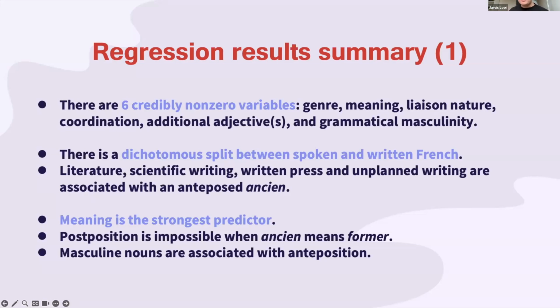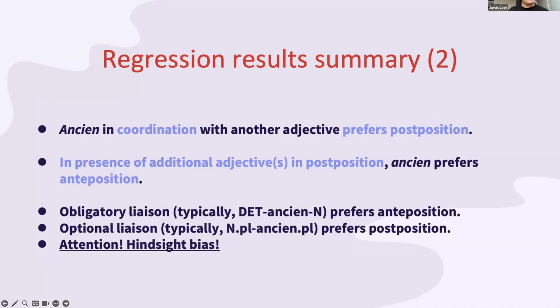As ancien as former is frequently used to indicate a person's past occupation or status, which often take the masculine form, like ancien premier ministre and ancien président, former prime minister and former president. So masculine nouns are also associated with NT position. Apart from this, ancien and coordination prefer post position. For example, in art ancien et contemporain, ancient and contemporary art. And then when there is another adjective in post position, that ancien will be placed in NT position. For example, you say les anciennes pratiques commerciales, the old commercial practices.